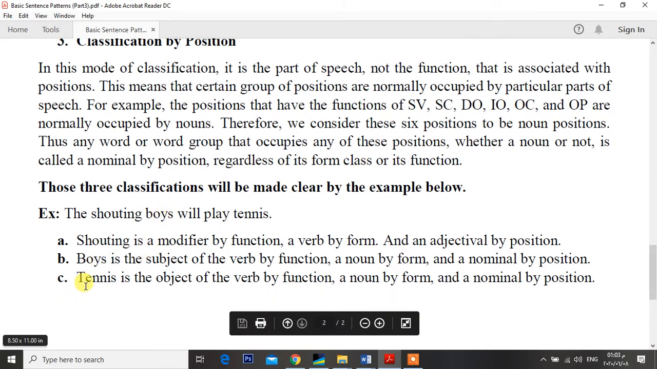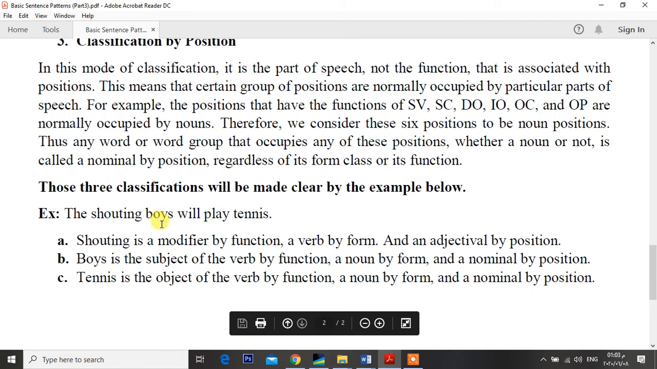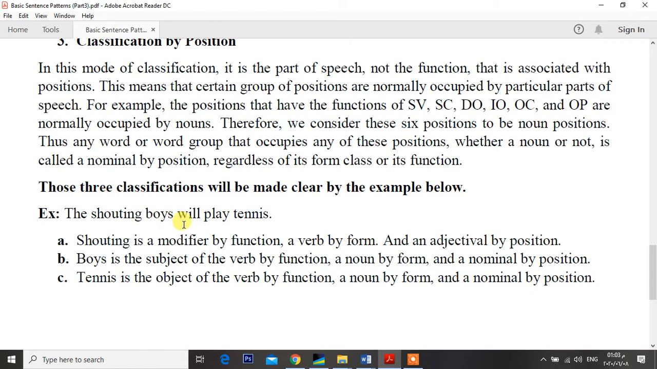Second, or B, boys here is the subject of the verb by function. The function of boys here is the subject of the verb. And the form of boys here is what? A noun. It's obvious, boys is a noun. And the position of boys here is a nominal because it is the subject of the verb, SV.